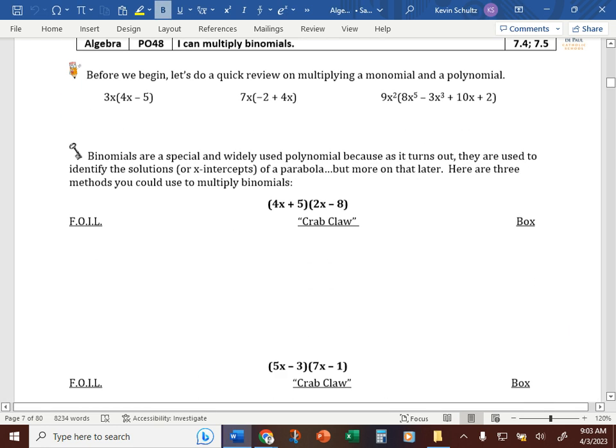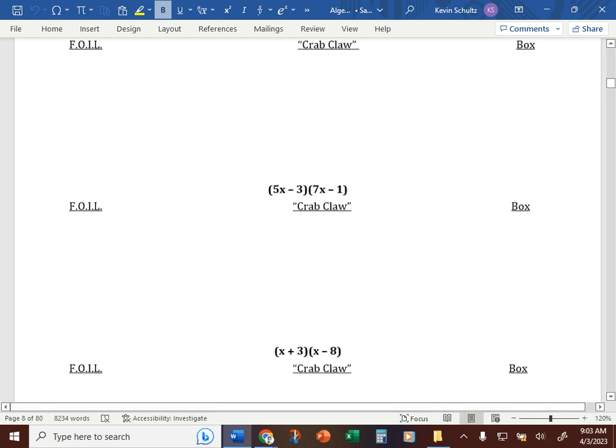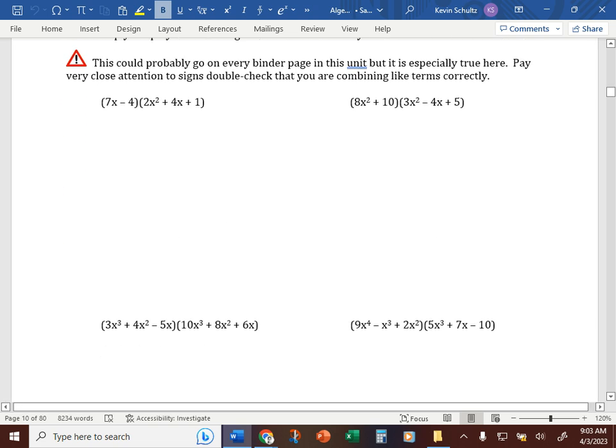Then we went to binomials. And because drawing all those lines, if you don't do it in an orderly fashion, can get a little bit confusing, we talked about old man foil, we talked about crab plot, and we talked about the box method. Okay? Now we're on CO49, and you'll notice we're not dealing with a monomial times any other nomial. We're not dealing with a binomial times a binomial anymore. We've got a binomial times a trinomial and a trinomial times a trinomial here. Drawing the lines gets to be super confusing, especially based on how some of you write.